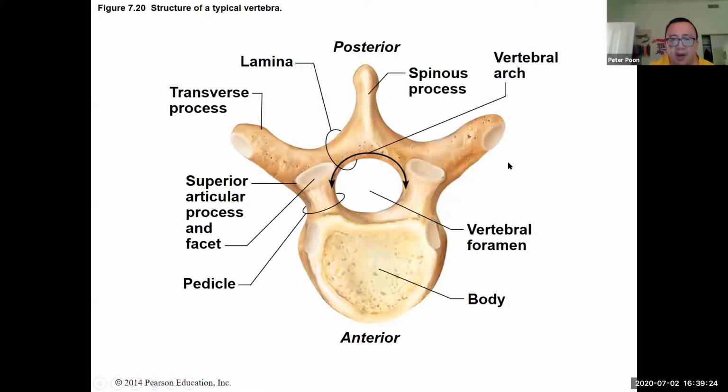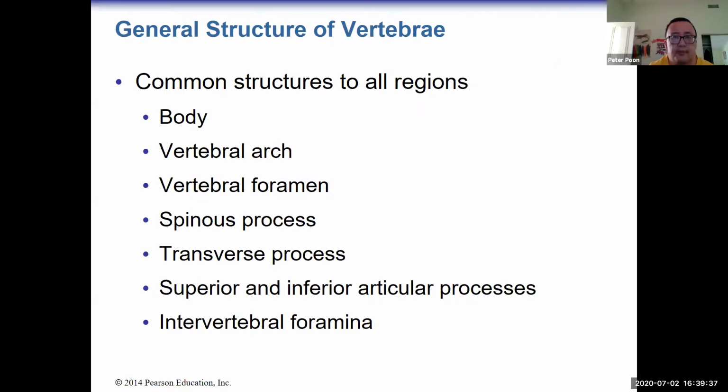The transverse processes are here. And then this sharp thing that comes out the back is the spinous process. So we went over the body, the vertebral foramen, the spinous process, the transverse process, the superior and inferior articular processes, and the intervertebral foramen. Foramen or foramina, it means the same thing.